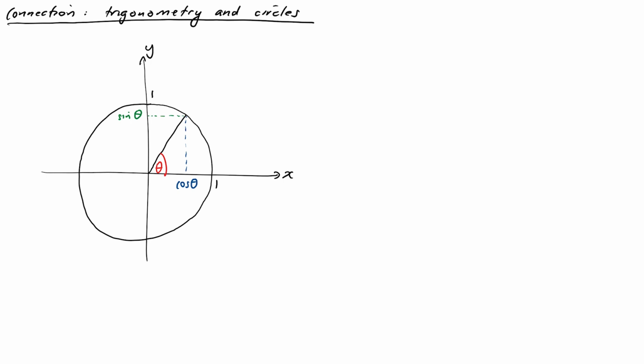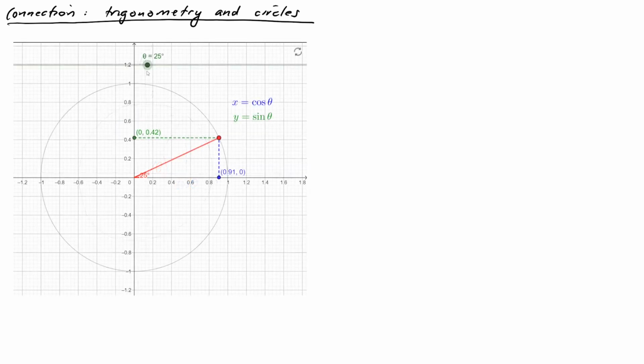So I've made a little applet here to help demonstrate this. As I move this angle slider around, you can see that my point on the circle is moving around and the angle is marked down there. So for example, if I put in an angle of 30 degrees, I can read off my x-coordinate, which is our cosine theta in blue there, as about 0.87. And my y-coordinate is 0.5. We can read that off there in green.